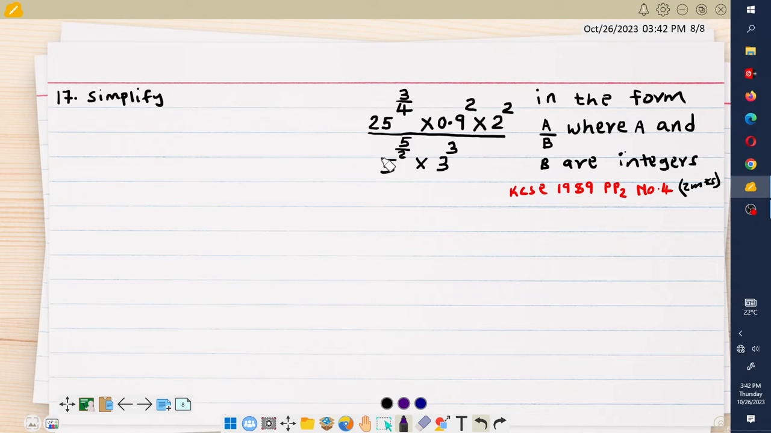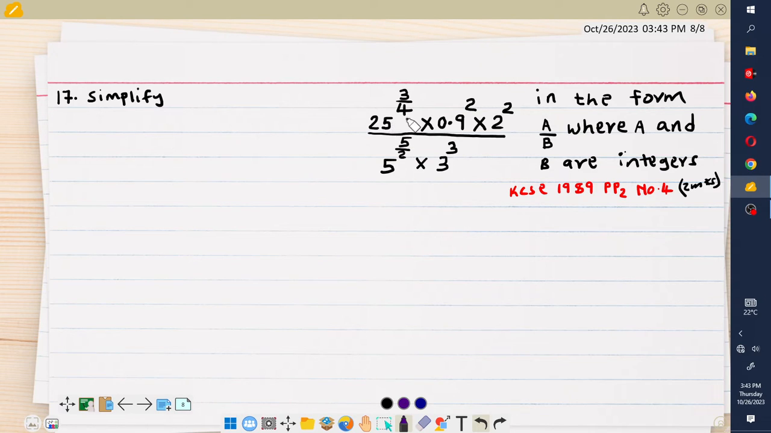So the example reads: simplify 25 to the power of 3 over 4 times 0.9 to the power of 2 times 2 to the power of 2, divided by 5 to the power of 5 over 2 times 3 to the power of 3, in the form A over B, where A and B are integers. This is a past paper question done in 1989, paper 2, question number 4. It's worth 2 marks.